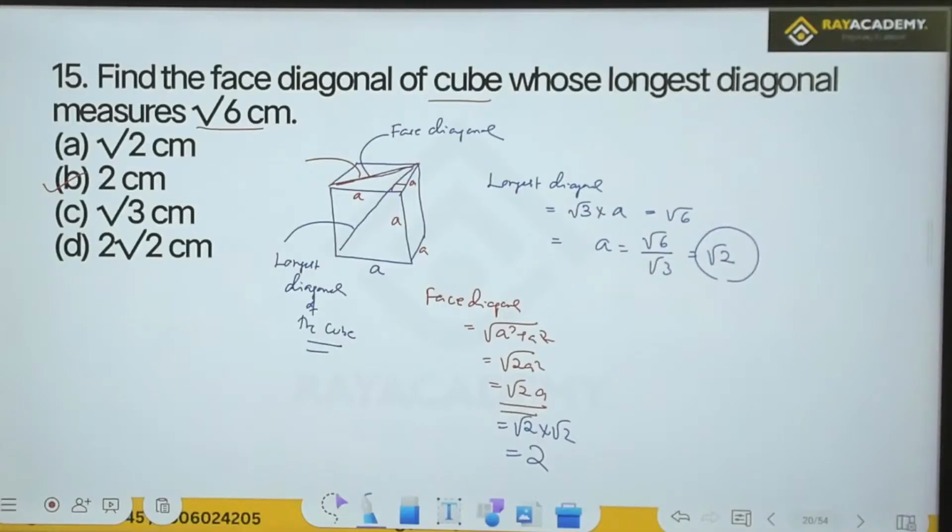So these two terms you need to know: what is face diagonal and what is the longest diagonal. For the longest diagonal, you need to remember the formula, it is always square root of 3 into a, and the face diagonal is square root of 2 into a.